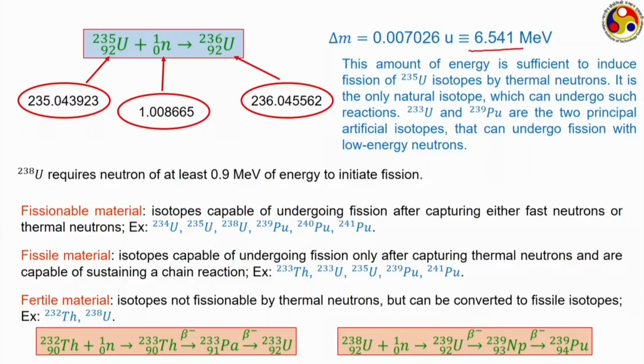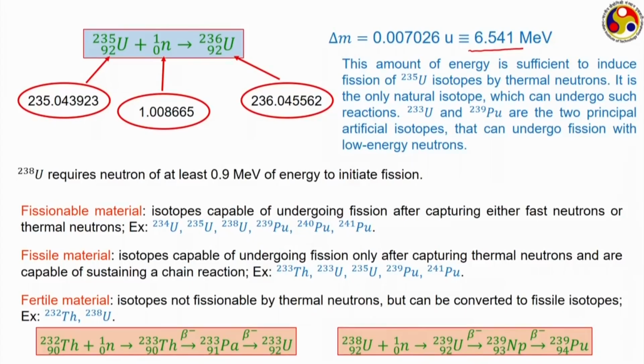So, I repeat, we can have three types of isotopes from the point of view of the fission reaction. One is fissionable: a fissionable isotope can undergo fission by capturing either thermal neutrons or fast neutrons. Second is fissile, which can undergo fission by capturing a thermal neutron and is also capable of sustaining the chain reaction. So, all fissile materials are fissionable, but all fissionable materials may not be fissile, because there may be examples which can't initiate fission with thermal neutrons and rather require fast neutrons, something like uranium-238.